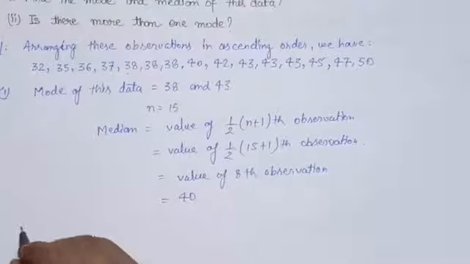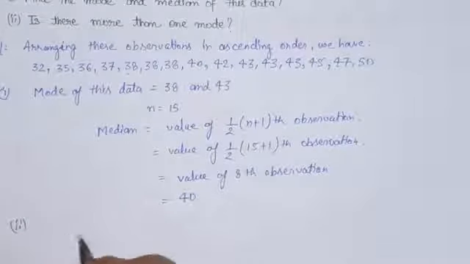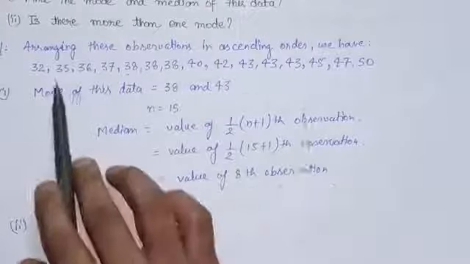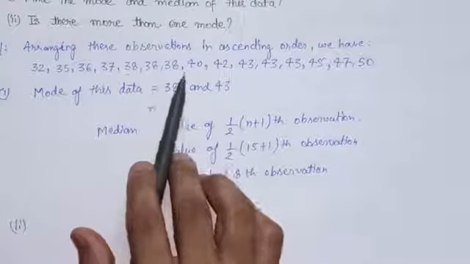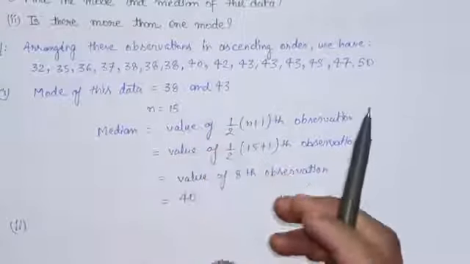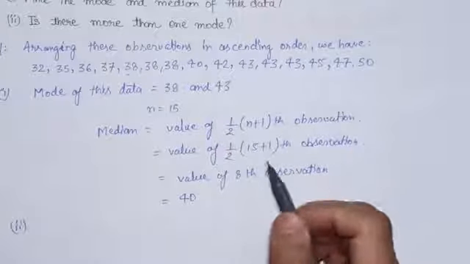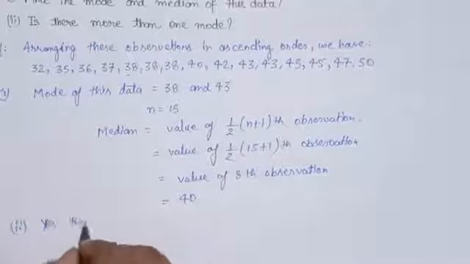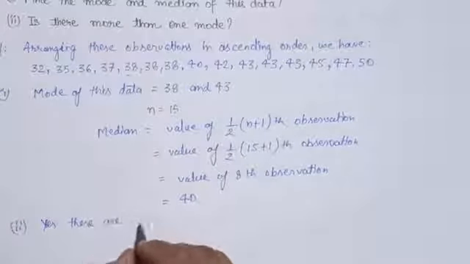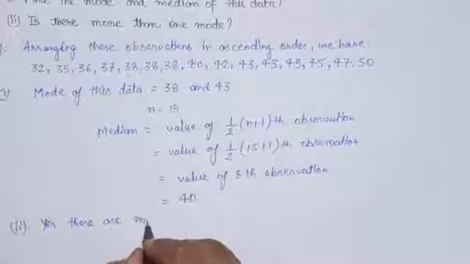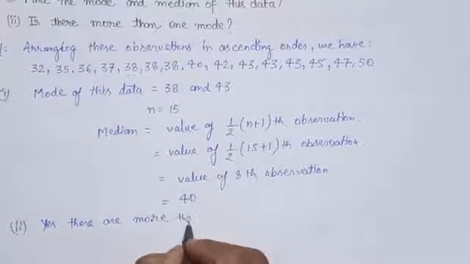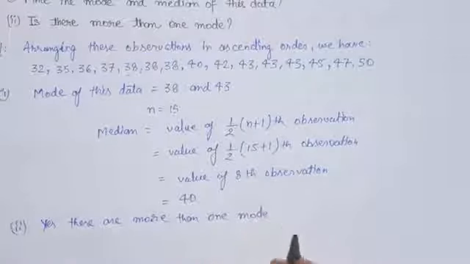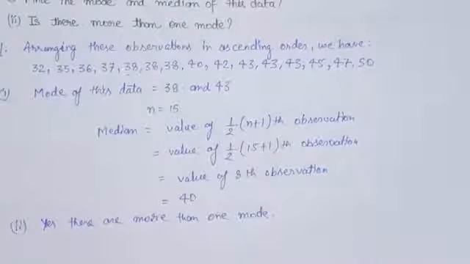Now the second part is asking, is there more than one mode? Yes, you can see in this given data 38 and 43 have occurred the largest number of times, that is 3 times. So yes, there is more than one mode. So our problem is solved.